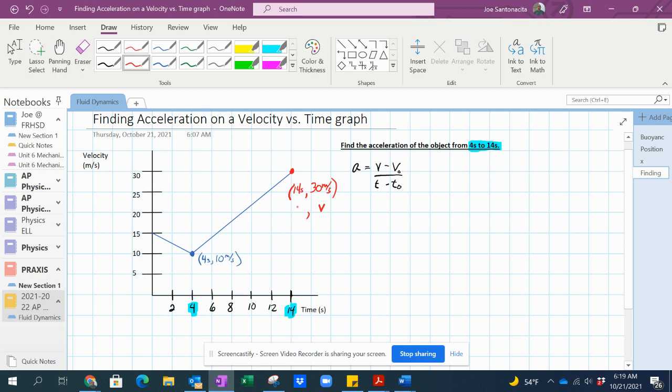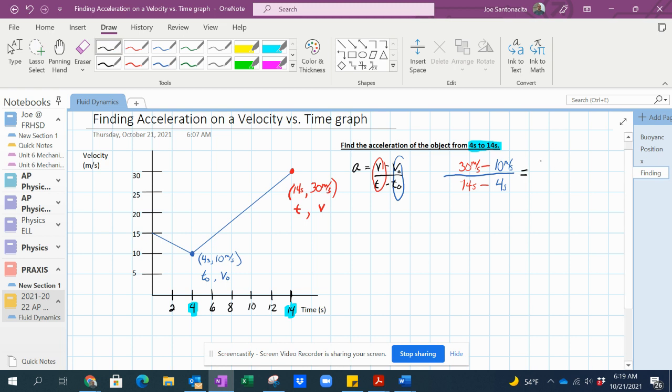So in red here, I have my final velocity and time. And in blue, I have my initial time and initial velocity. So we're going to substitute in those values in blue in the VO and VT. So this would be 10 meters per second over 4 seconds. And those in red, we'll put 30 meters per second and 14 seconds. We'll be subtracting to figure out our acceleration.